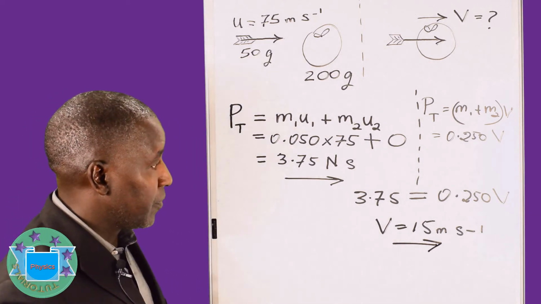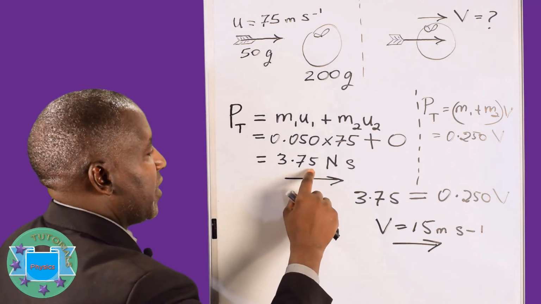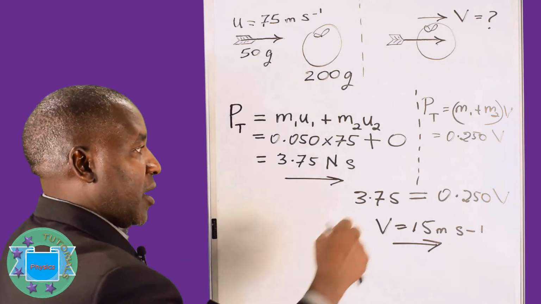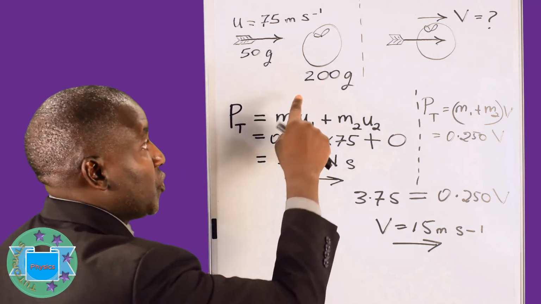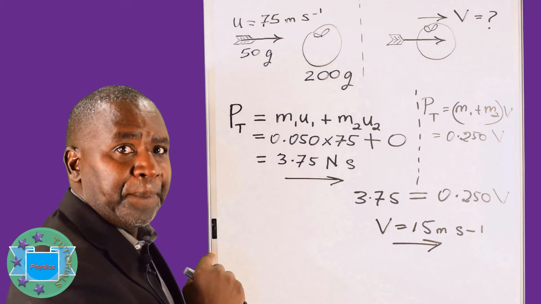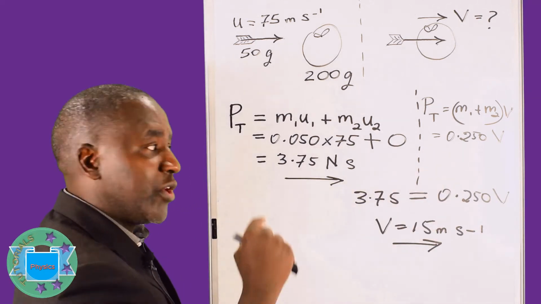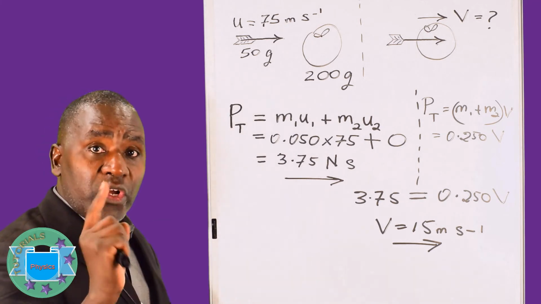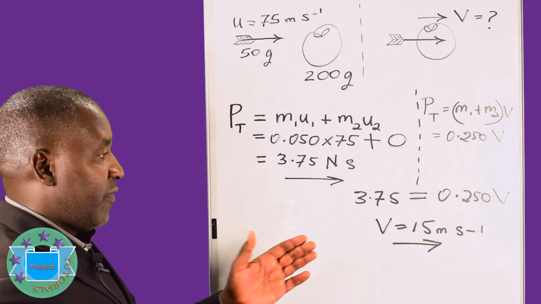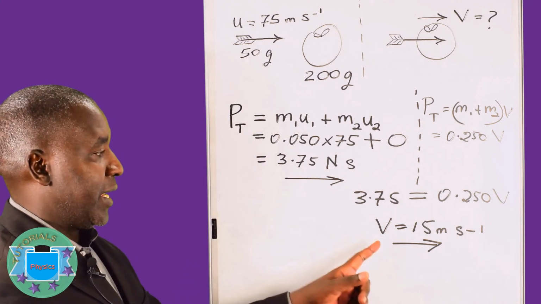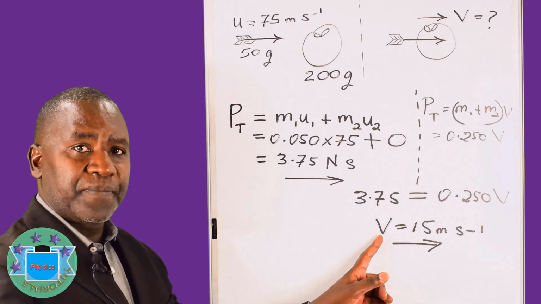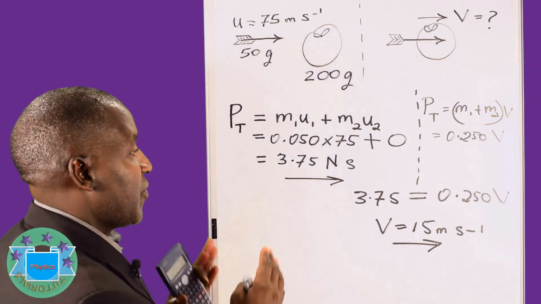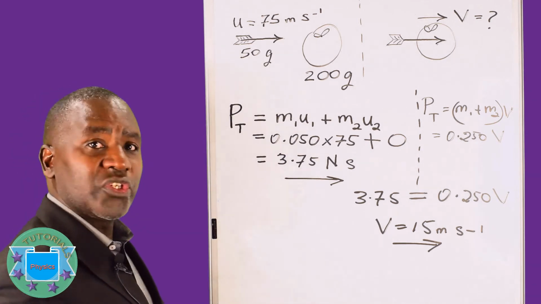Remember, the total momentum before is 3.75 Newton seconds to the right. It means that the total momentum after the two collide is also to the right. And if we know the momentum is to the right, then the velocity should also be to the right, because from the definition of momentum, the direction of momentum is the same as the direction of the velocity of that object. So that is how you would use the principle of conservation of momentum to work out a question like that.